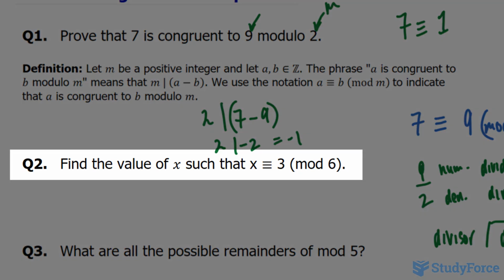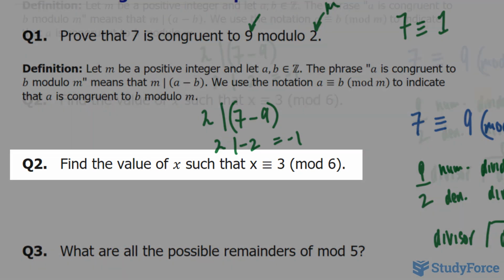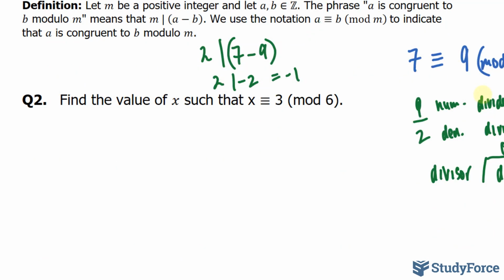Find the value of x such that x is congruent to 3 mod 6. Let's begin with an understanding of what this 3 mod 6 means. As a reminder, this number right here is the dividend. And that number is the divisor.